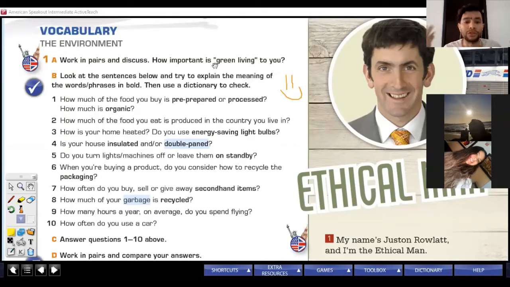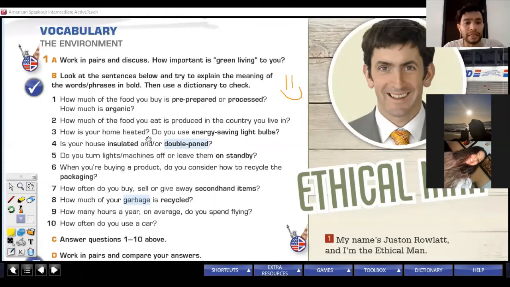Yeah, that's good. Now, number two: how much of the food you eat is produced in the country you live in? This is kind of weird, because here in our country, I think it's pretty much pre-prepared and sometimes processed, but I think it's a mixture of all of them, right? How about number three? Because we are going for the ones in bold.